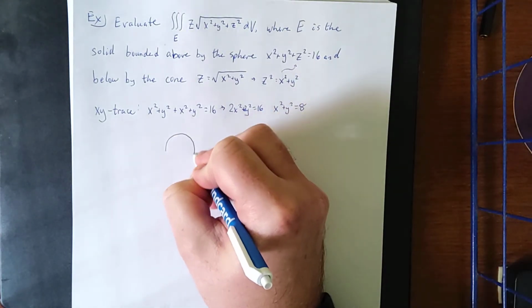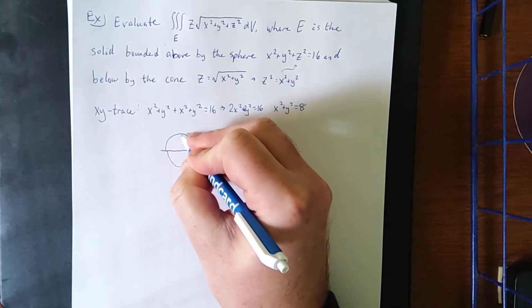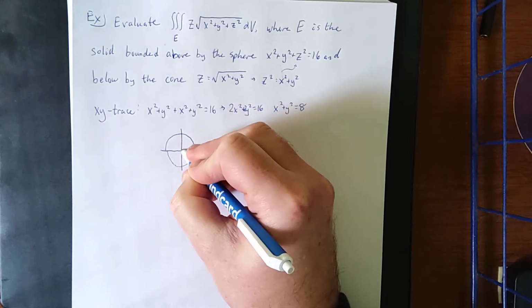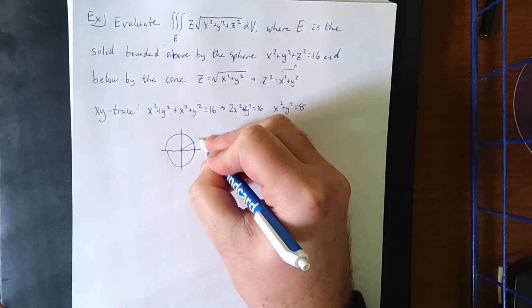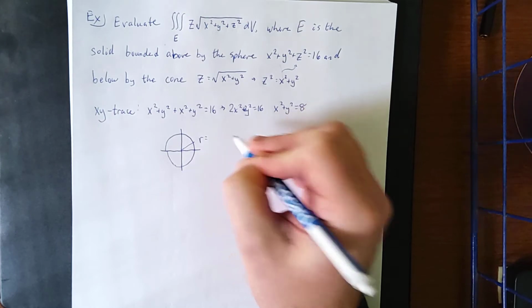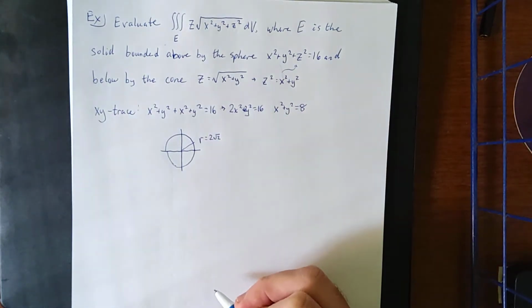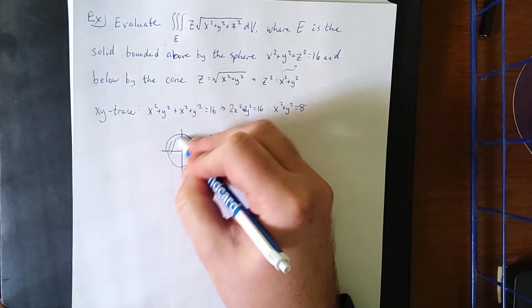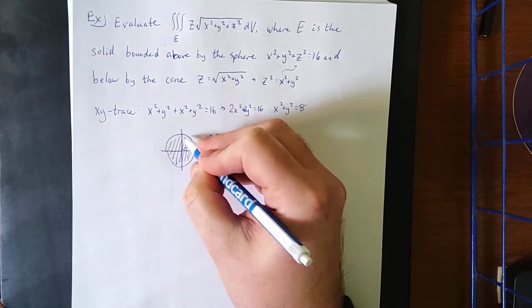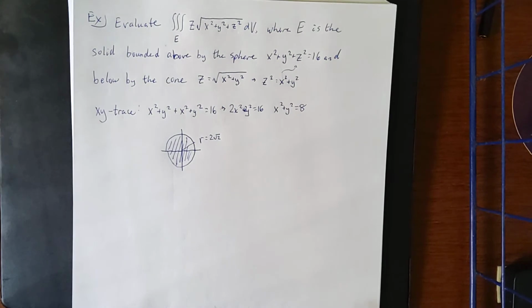This is going to be a circular region. However, the radius of this circular region is now going to be the square root of 8, which is 2 square roots of 2. That said, the region is still circular, and that is the big indicator that we want to convert this into polar coordinates.